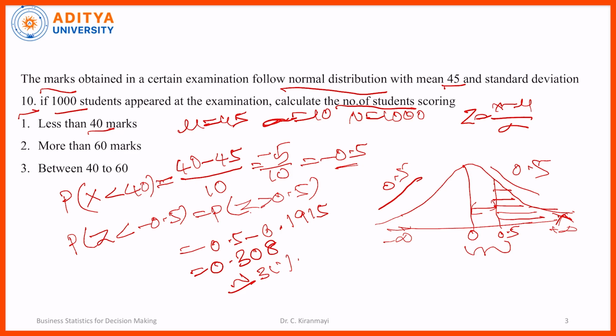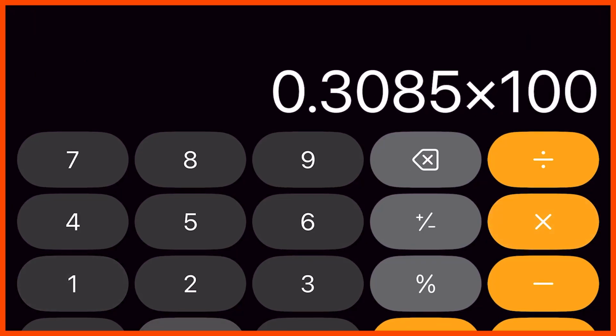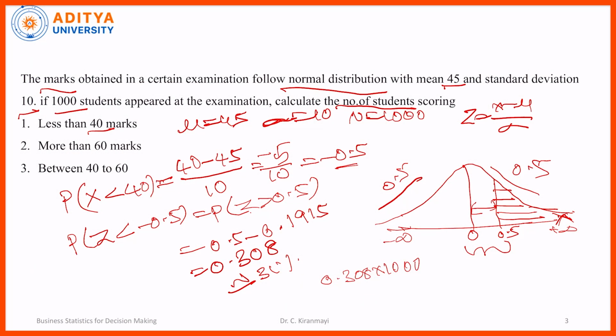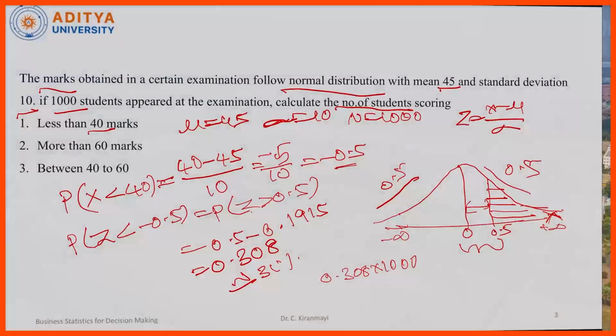But we are not asked to find out the probability. We have to find out how many students out of 1000 have a score less than 40. So, this is the probability: a 31% chance that a student scores less than 40. Now multiply this 0.3085 with 1000 to obtain the count of the students, that is 308.5.